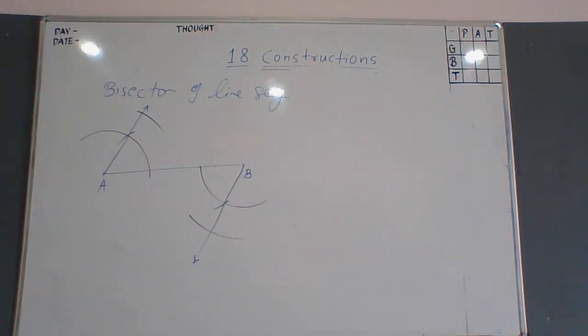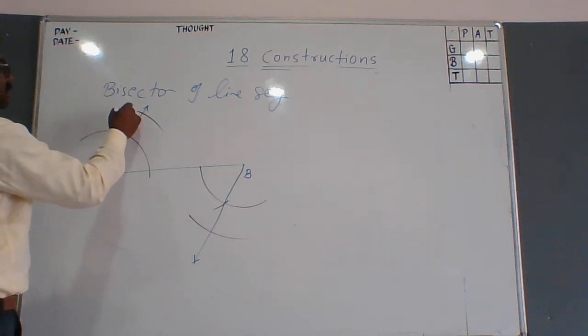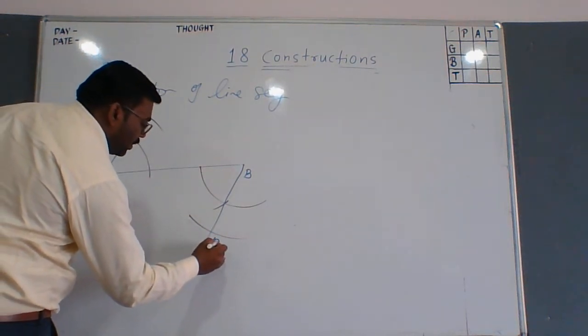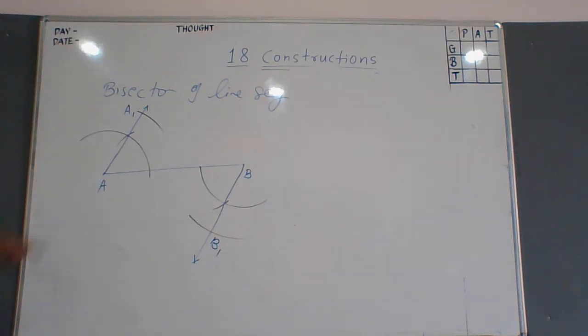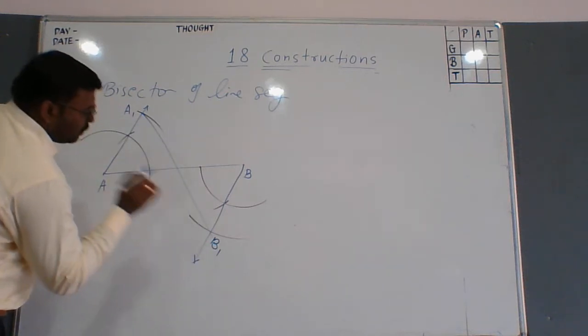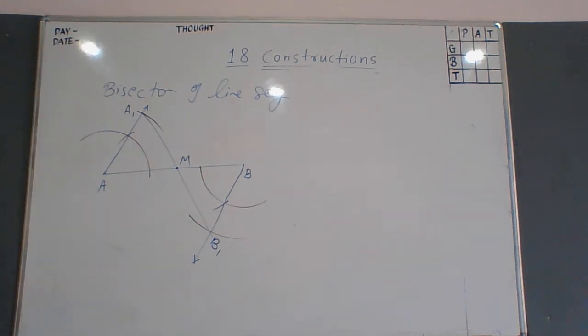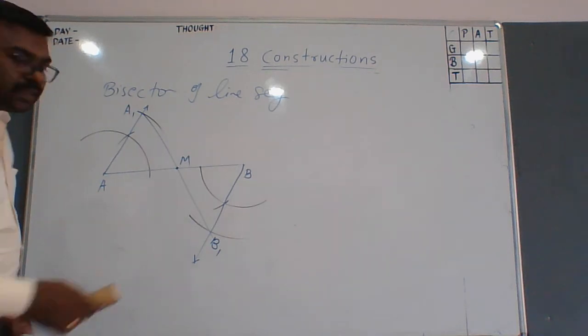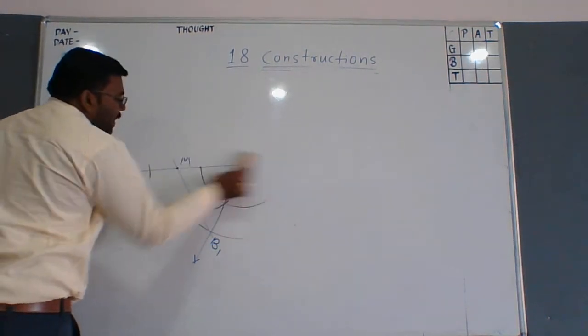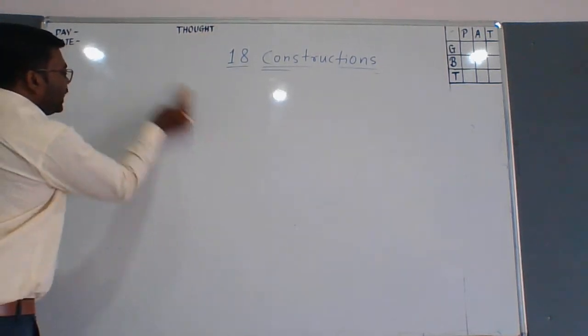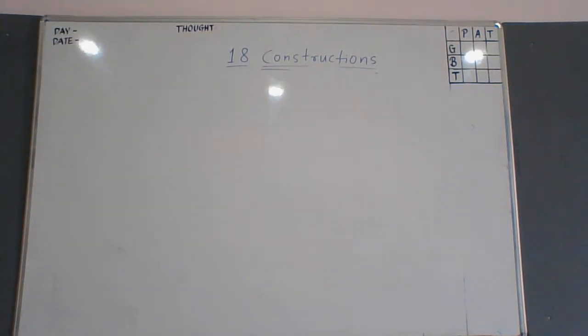So this is A1 and this is B1, supposedly. Now what to do? Join these points A1 and B1. In this way, this is the point M we are getting, which is the midpoint of AB. That means A1 and B1 bisect the segment AB. This is the first part of the construction. Then our second construction is to draw the perpendicular bisector of a given line segment.